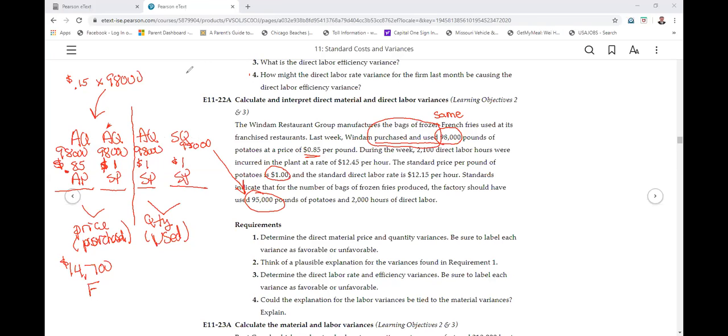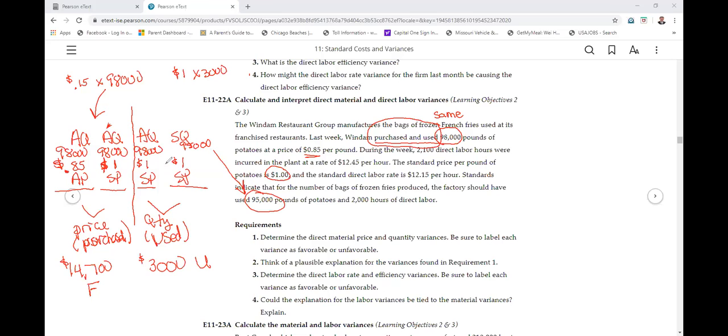So I'll write the calculation here. You take that $1 of standard price and simply multiply that by 3,000. So that'll give you a $3,000 unfavorable quantity variance. So again, this was an easy one now that you're looking at it, because you just have to know what you're comparing.